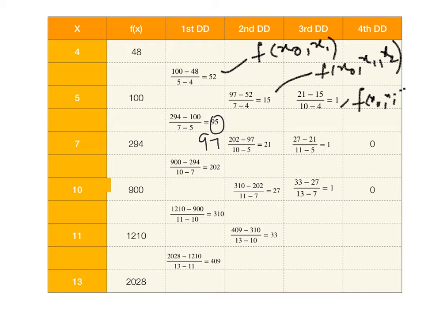Third divided difference, numerator always as usual the difference between the previous column, 21 minus 15. But when you are finding the third divided difference, the x difference in the denominator is given by 10 minus 4. How to take? Since it is the first entry, choose the first entry, skip two entries in the middle for the third divided difference. So for the second divided difference we skipped one, now we have to skip two entries, then choose the next: 10 minus 4. For this entry, since it is the second entry, choose the second entry here, skip two entries, then take 11 minus 5. Likewise we continue.